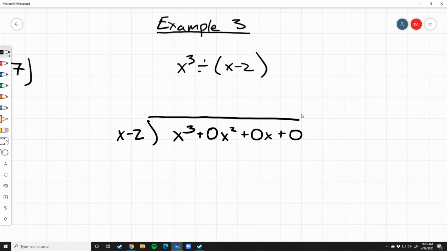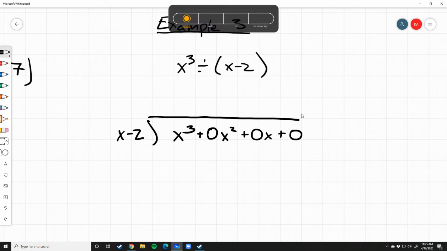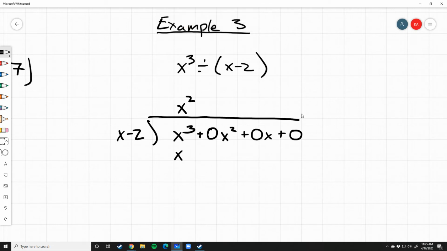We'll ask, what do I have to multiply x by to turn it into x cubed? That is x squared. Then we'll multiply x squared by the divisor. So x squared times x gives us x cubed. x squared times negative 2 gives us negative 2x squared. We will subtract, as we typically do, and we'll be left with 2x squared down here. Subtracting a negative gives us a positive 2.